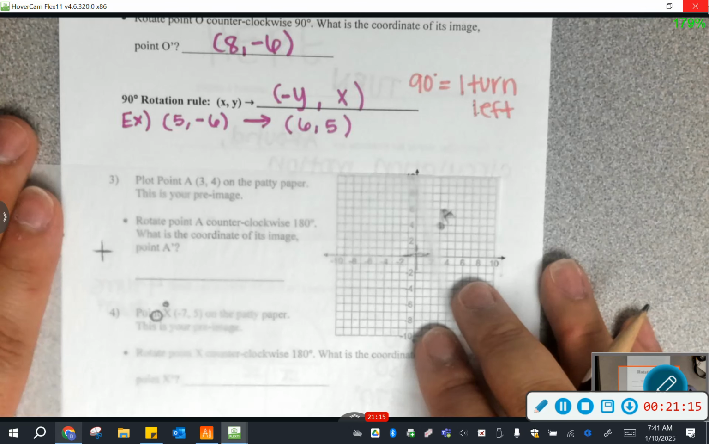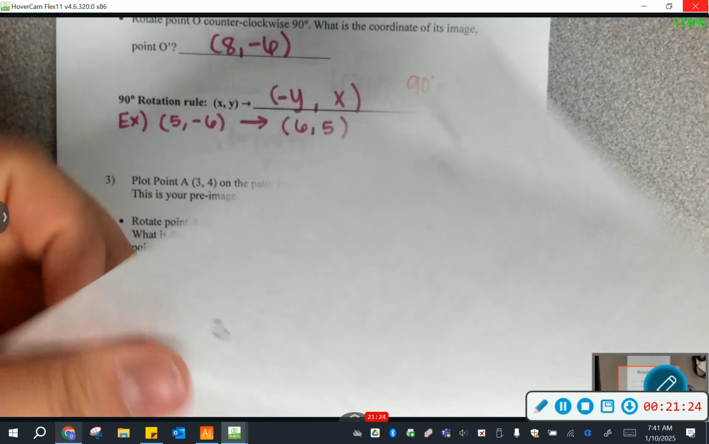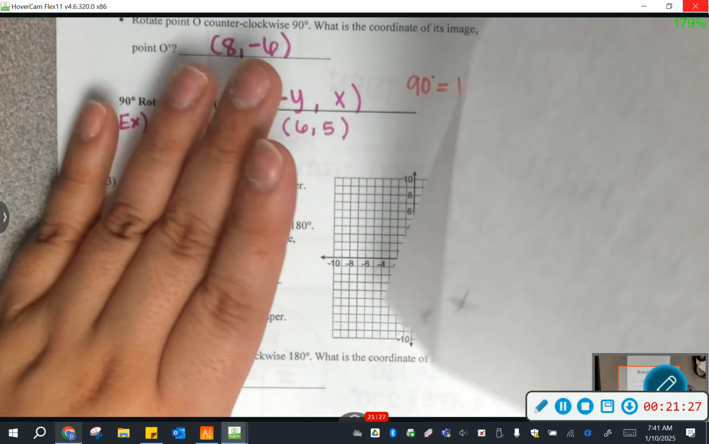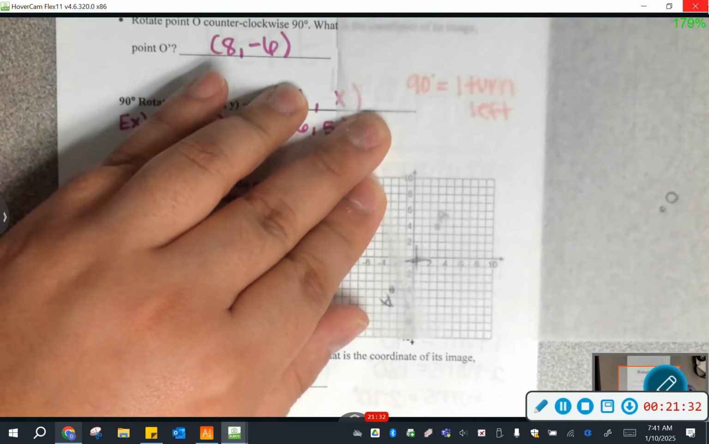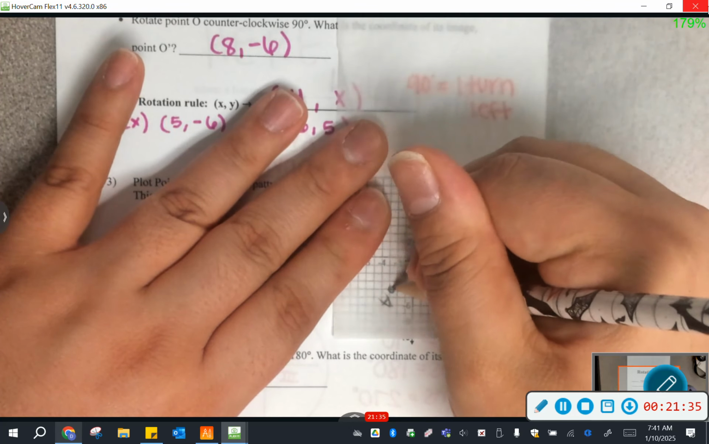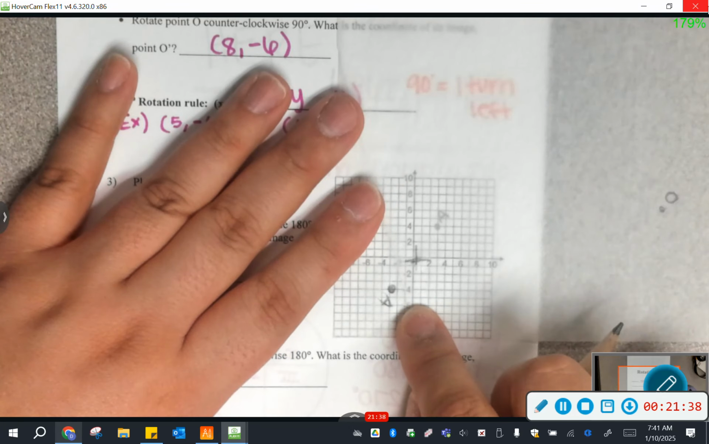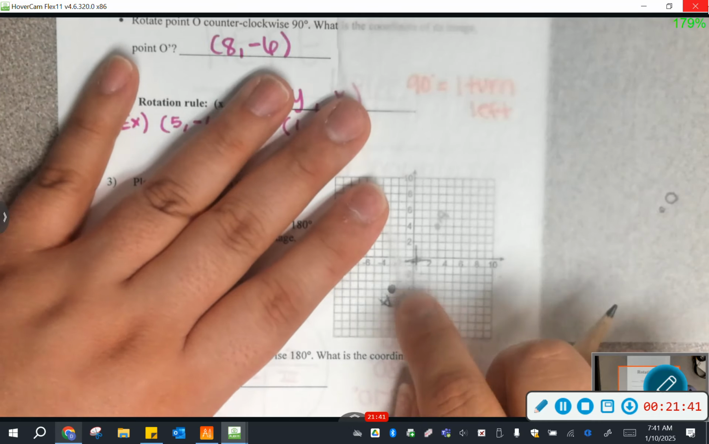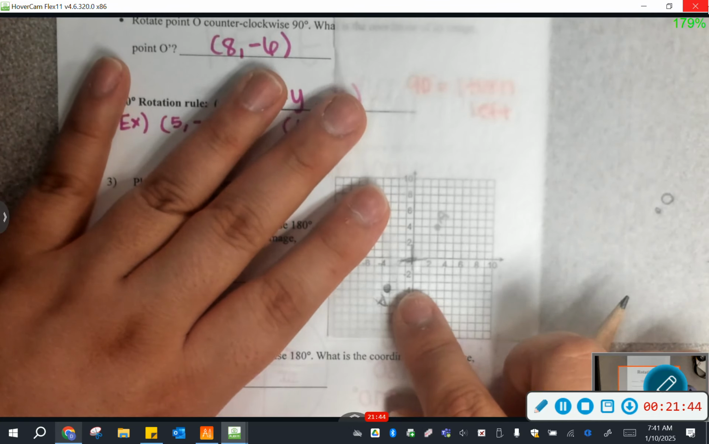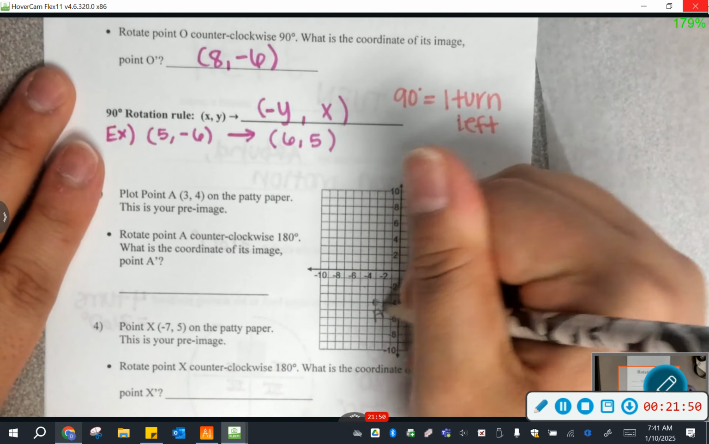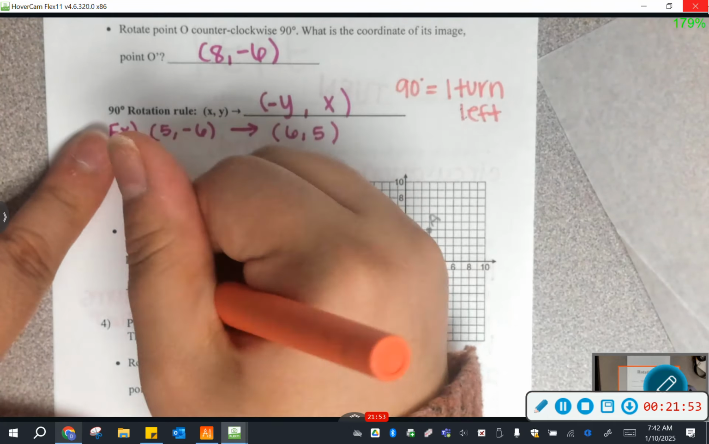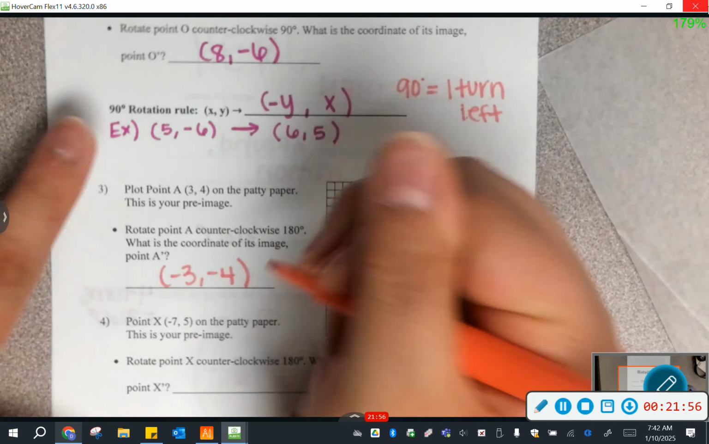Still going to go left, but this time what is the question asking for? 180. So what am I going to do? How many turns am I going to do for 180? I'm going to turn my patty paper one time, turn my patty paper two times. What happens to that letter A? It's upside down. And where does it end up? Negative 3, negative 4. That's A prime. A prime's at negative 3, negative 4.